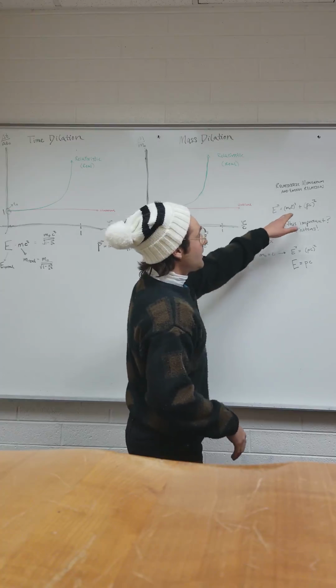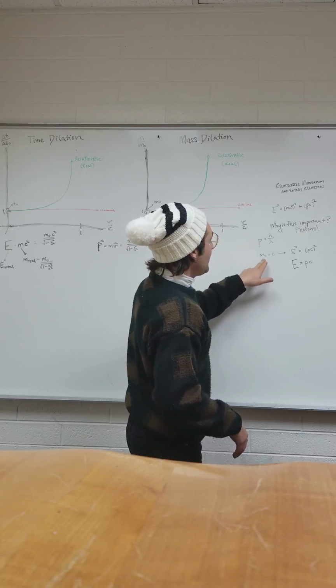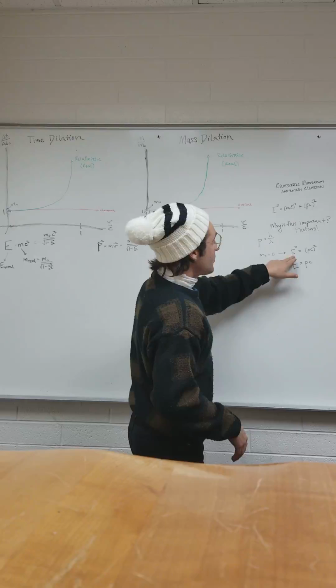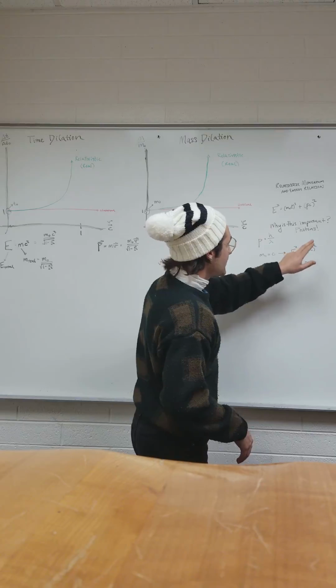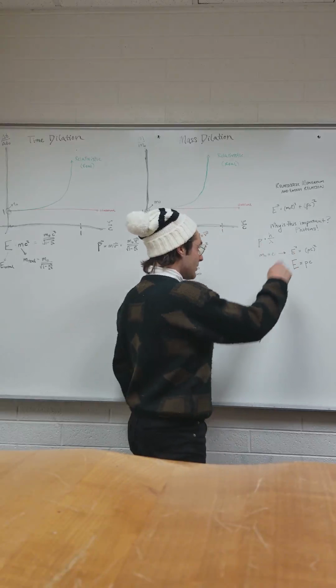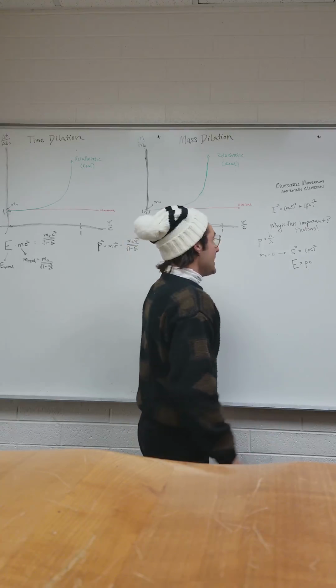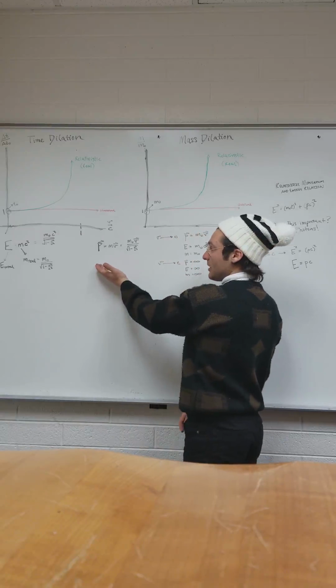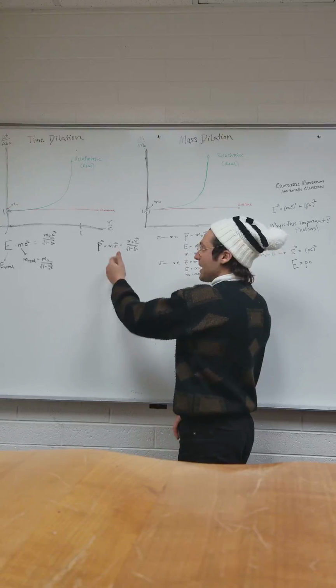So if we make mass 0 in this relation, then we have energy squared equals momentum times the speed of light squared. We square root both sides, we get energy equals momentum times the speed of light. Now again, if we use this equation for momentum, then we will get 0 because of the mass here.